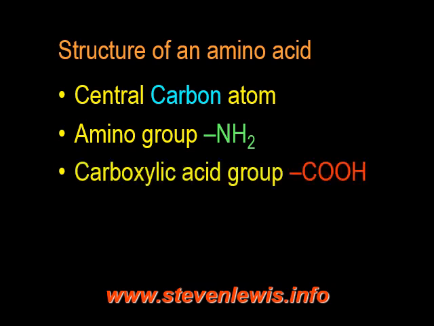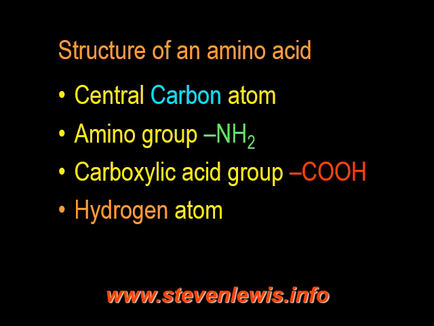A second group attached to the central carbon is a carboxylic acid group, COOH. And that's where we get the acid in amino acid. An amino acid has at least one amino group and one acid group as part of its structure. The third group is just a hydrogen atom. All amino acids that are used to make proteins in our bodies have these 3 groups in common.